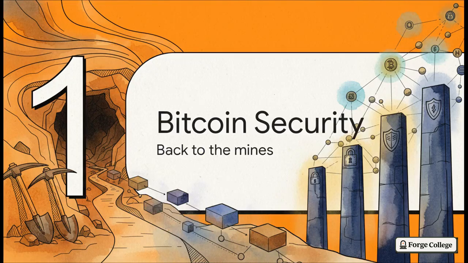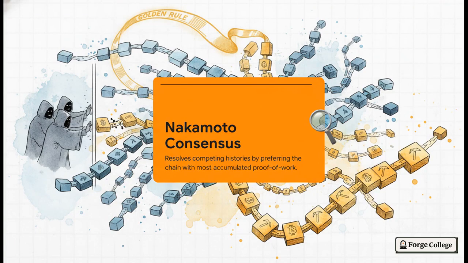Section 1. Back to Bitcoin security. Transitioning back to the mines. So, we already know the basic mechanics of how blocks propagate around the network, right? But what absolute truths actually have to exist for those mechanisms to keep the ledger secure? Well, it all comes down to Nakamoto consensus. This is the rule that resolves competing histories by always preferring the chain with the most accumulated proof of work. The golden rule here is incredibly simple. The longest work chain wins. It's an elegant mechanism that makes it ridiculously hard and astronomically expensive to override the honest majority.